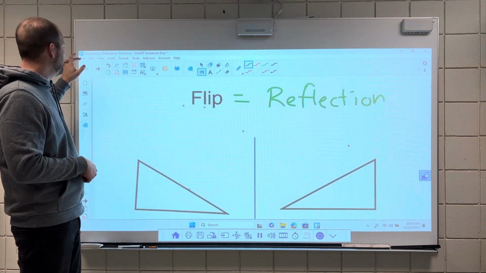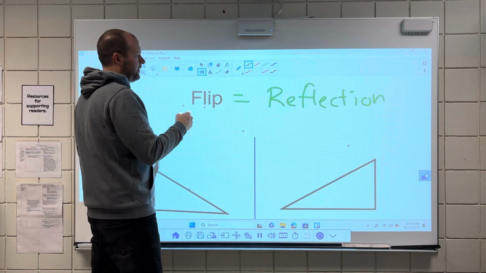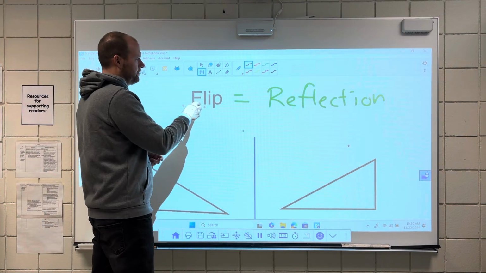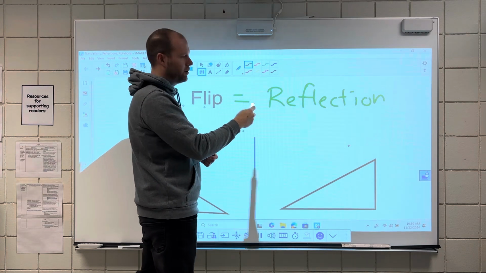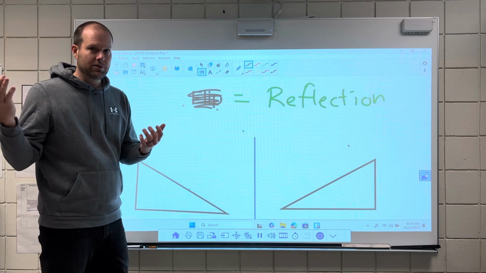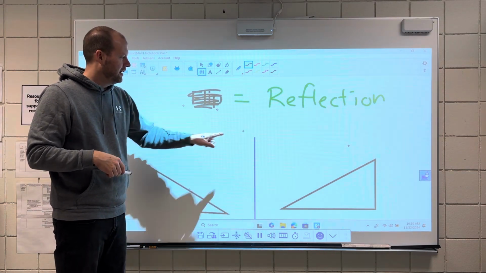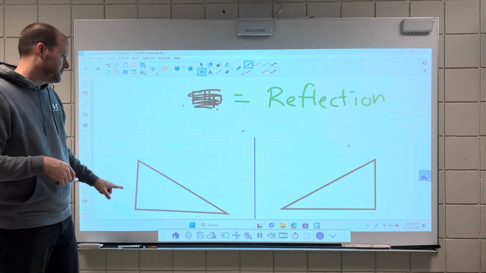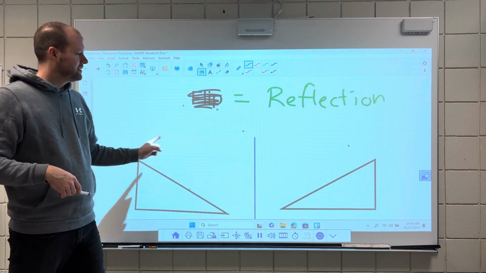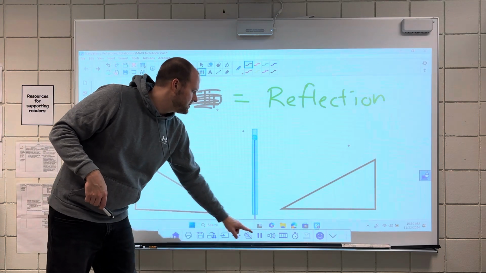Let's see if we've got it. All right, so there are two different words that they use within math, a flip or reflection. We're going to focus on reflection. Flip is something that the students might see, but I want them to think about the word reflection. Here's our line of symmetry. So I have that triangle, and this is a direct reflection of that over that line of symmetry right there.